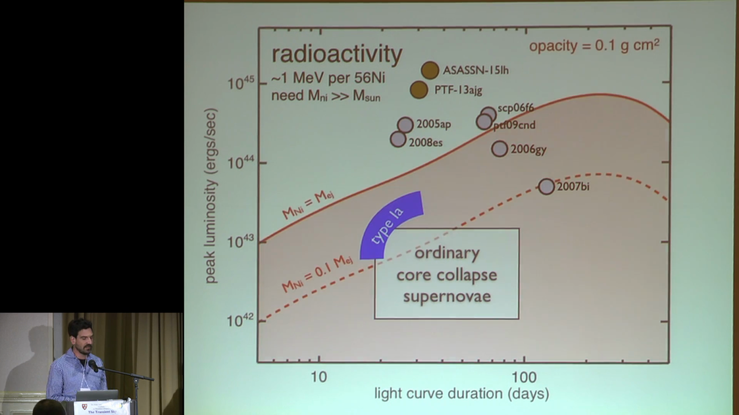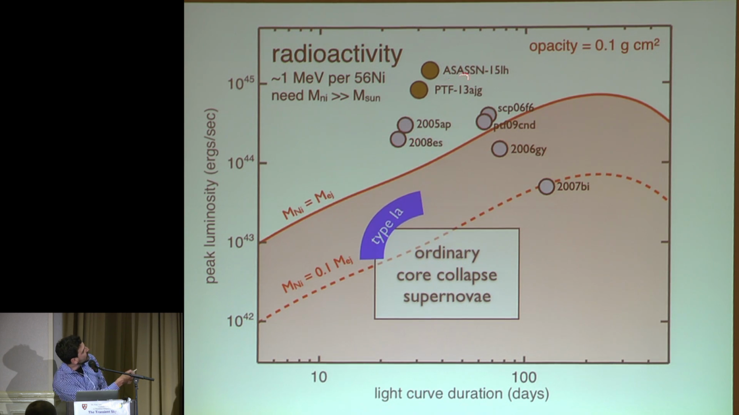If you plot that constraint on this curve, this line here is a total nickel ball. All the ejecta is nickel. And the point is that as you try to add more nickel to make it brighter, you also make this remnant more opaque, and the diffusion time's longer, so you get a longer duration thing.